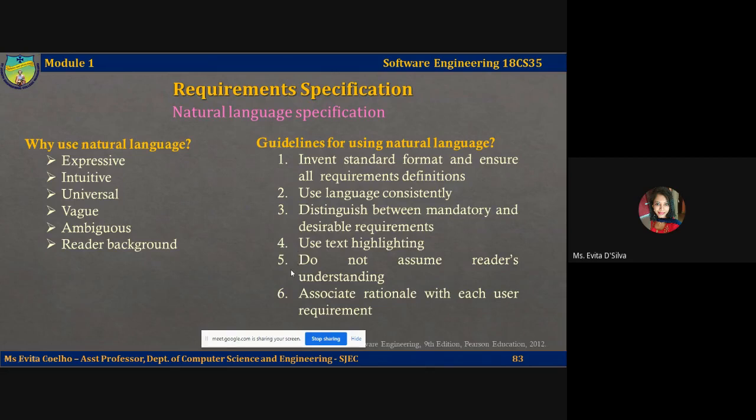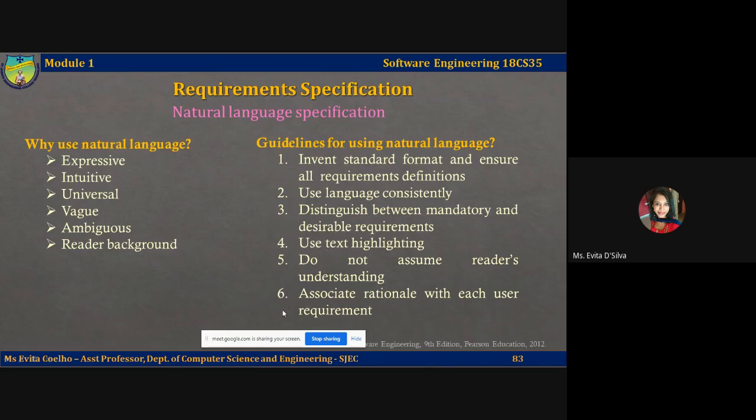Next, do not assume that readers understand technical software engineering language. It is easy for words like architecture and modules to be misunderstood. You should therefore avoid the use of technical jargon, abbreviations, and so on.